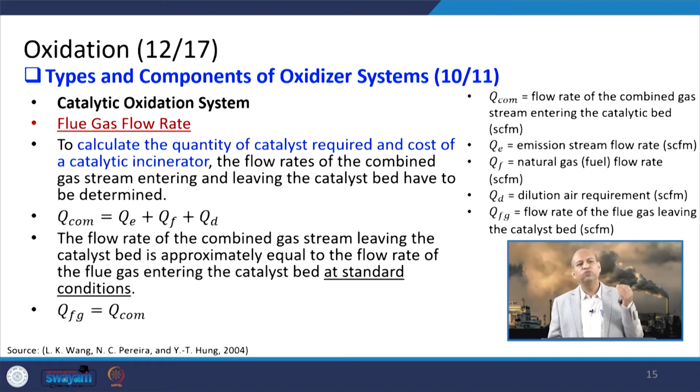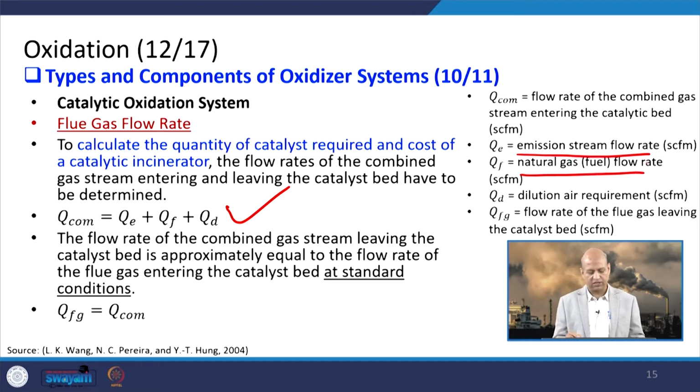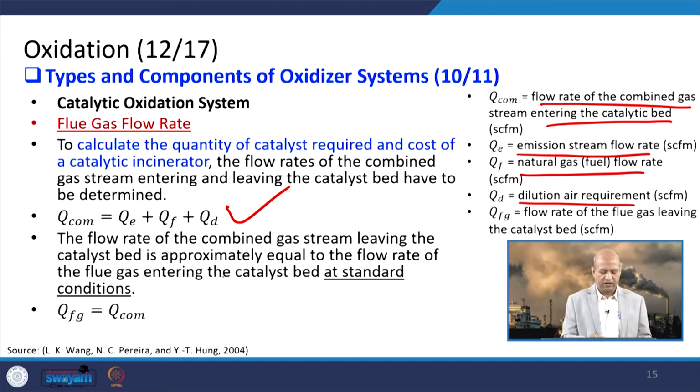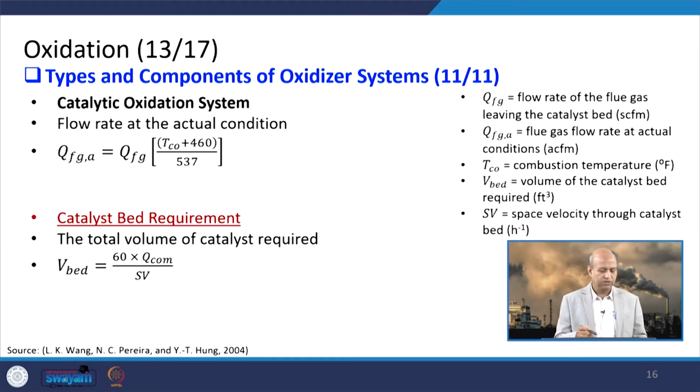Well, when we talk about the flue gas flow rate, when we want to design the system, then again, for calculation purposes, this is QE plus QF plus QD, that is the emission stream flow rate, natural gas flow rate and dilution air requirement in the same unit. So, that constitutes the flow rate of the combined gas stream which is entering the catalytic bed. Okay. So, that we can calculate by this, and we also assume that the flow rate of the incoming gas is equal to the outgoing after the catalytic bed. So, that is the way of calculation.